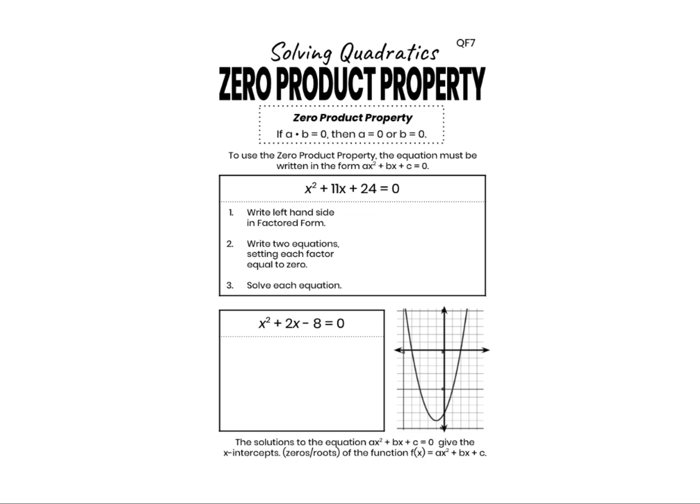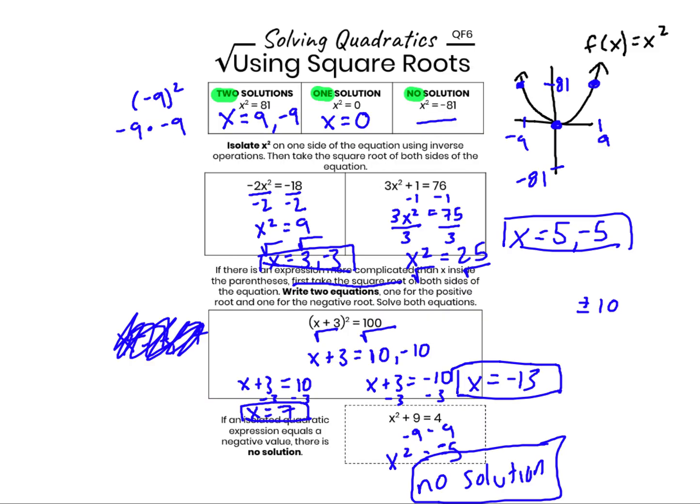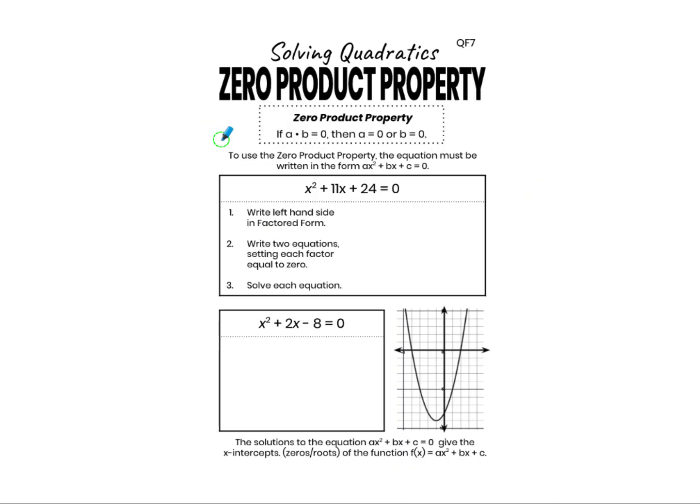Solving quadratic equations using the zero product property is a second strategy that we have for solving quadratic equations. We have previously solved quadratics using square roots, and this strategy is a great strategy when we have an x squared or an expression squared in our equation. However, this strategy does not work when we have a linear or an x term in our equation. So this is an example of an equation we cannot solve using square roots.